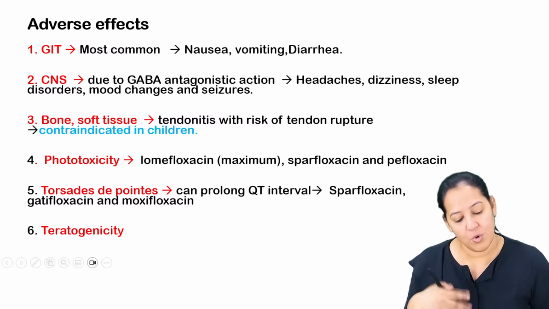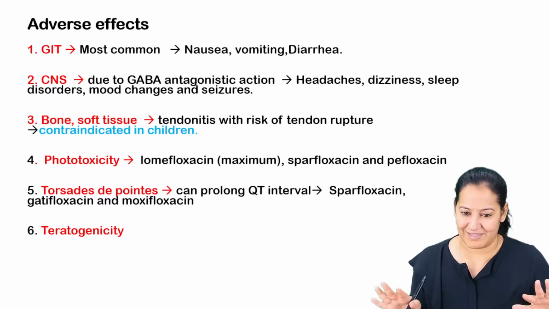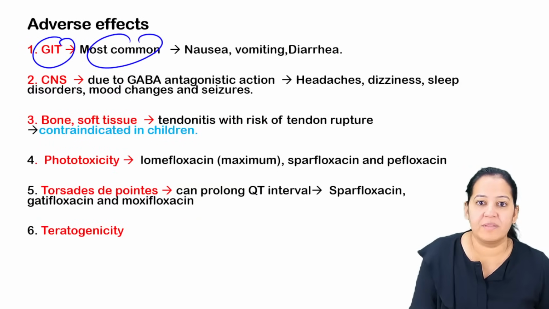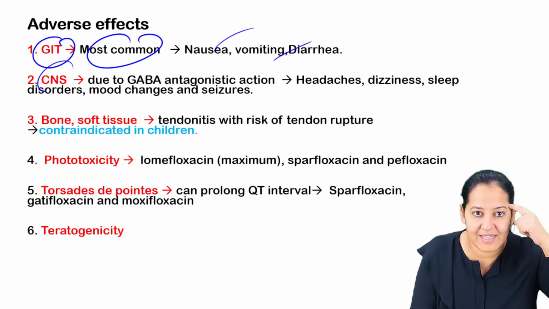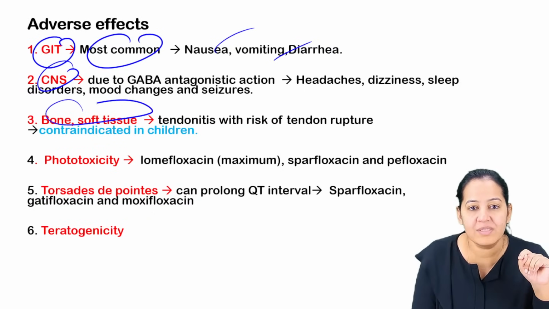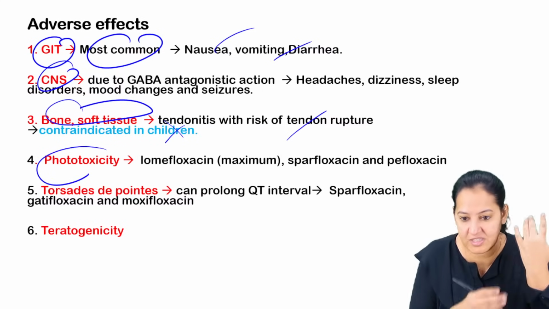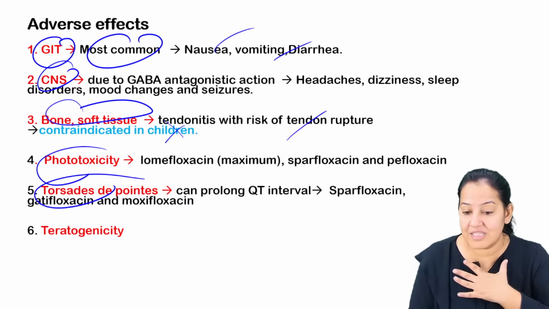Got it? What are the adverse effects? Adverse effects are non-specific. I don't have any mnemonic here. It causes adverse effects on the GIT, most common, that is nausea and vomiting. In the CNS, patients have dizziness. In bones and soft tissue, it causes tendon rupture. That's why it is contraindicated in children. Phototoxicity in the skin. Torsades de pointes in the heart.